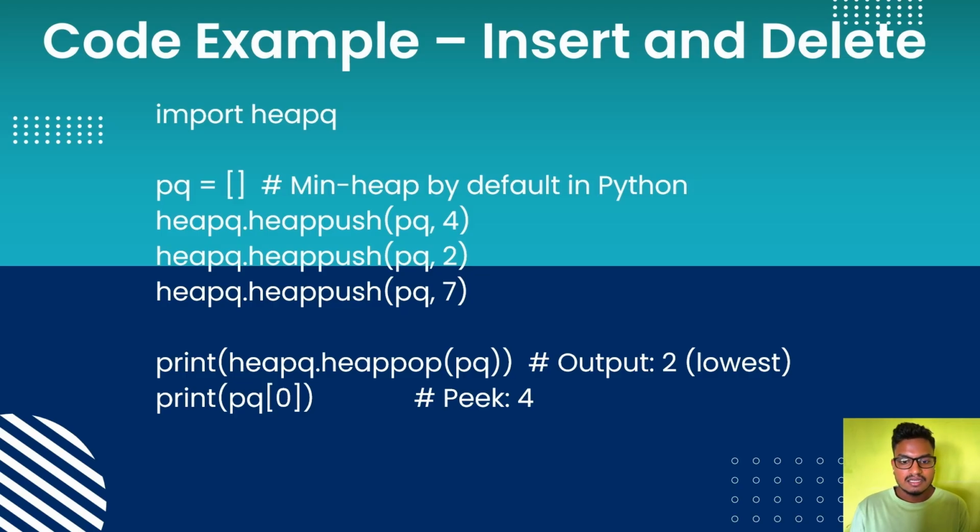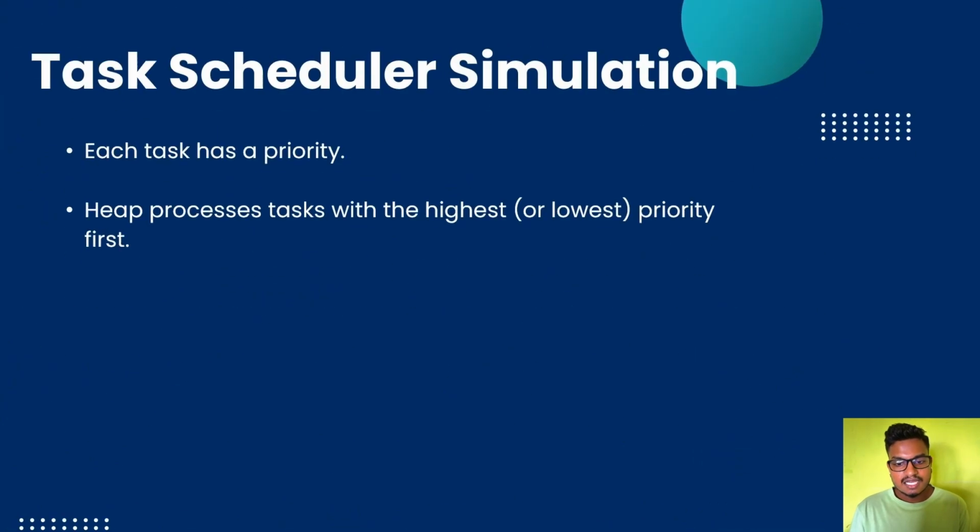Next, task scheduler simulation. Each task has a priority, and the heap processes tasks with the highest or lowest priority first.